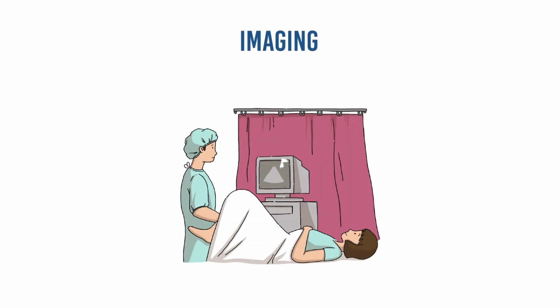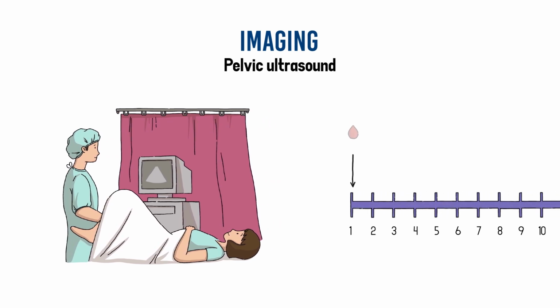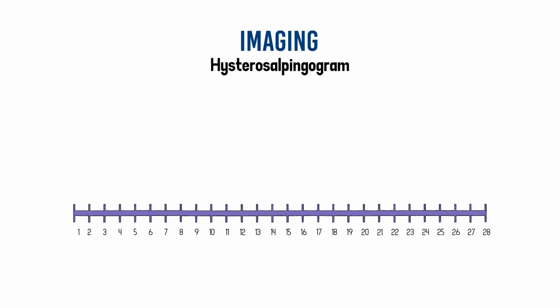Imaging scans will also be performed, including the following: pelvic ultrasound, which is usually performed during day 2 to day 5 of the period. This is performed to exclude fibroids, ovarian cysts, or adnexal masses. Hysterosalpingogram, performed between day 7 to 10 of your menstrual cycle. This is an X-ray performed while a dye is instilled into the cervix. It is done in the radiology department.